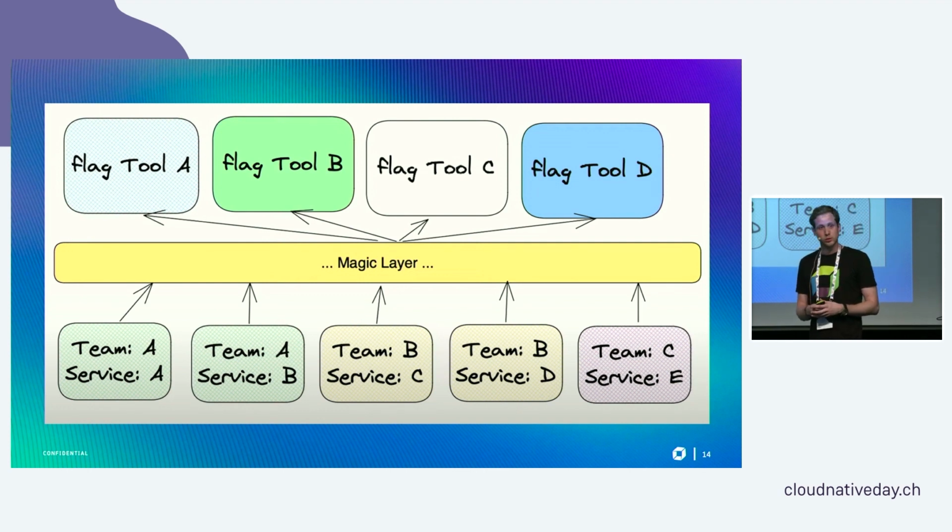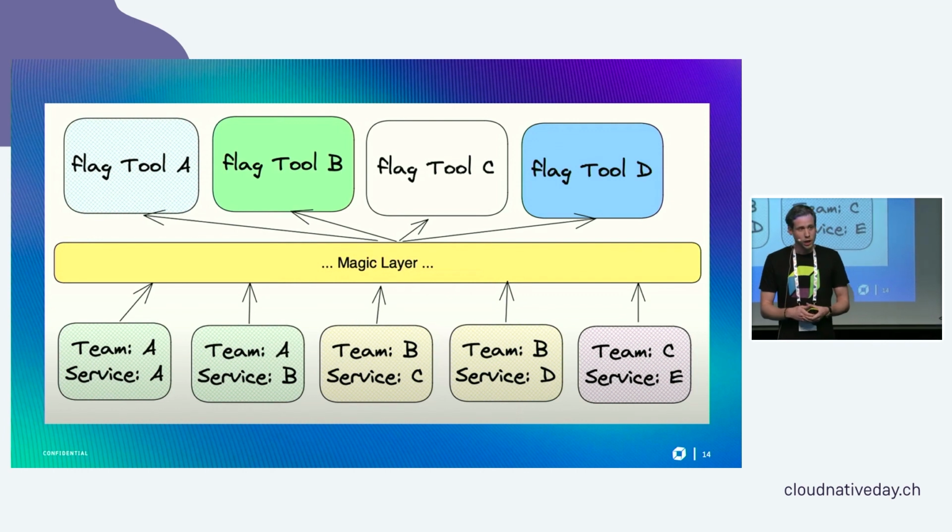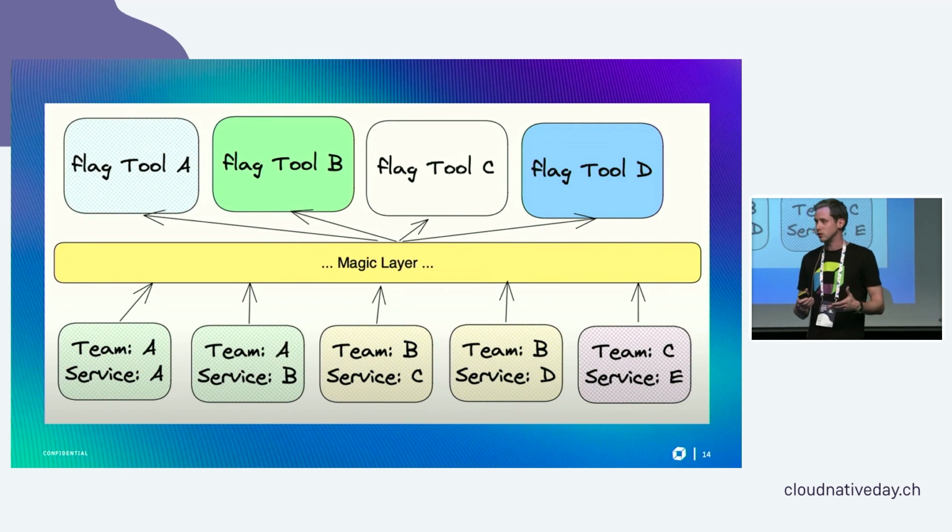So this would allow you to easily switch between providers as your services mature, as you need other features from feature flag providers. And you could develop and maintain your services decoupled from the individual feature flag providers that you use or eventually use in the future. And I call this the magic layer, but to be honest, such a layer is not rocket science.